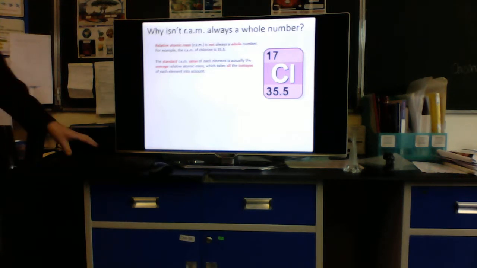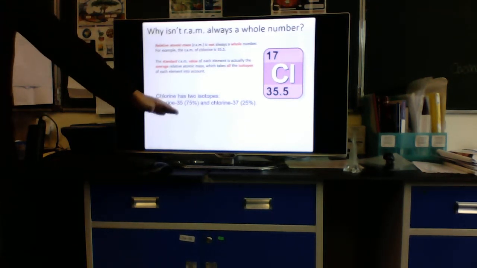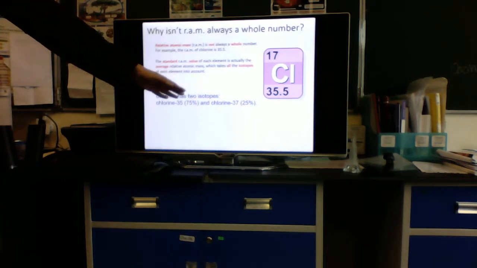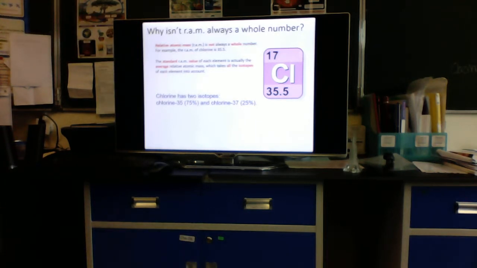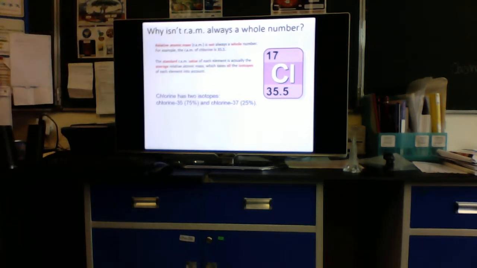So, chlorine has 2 isotopes. Chlorine 35, which is 75% in abundance, and chlorine 37, which is 25% in abundance. How do we then get 35.5? Average. Yeah, what you do is you multiply 35 by 75% or 0.75, and you add it to 37 times 0.25.